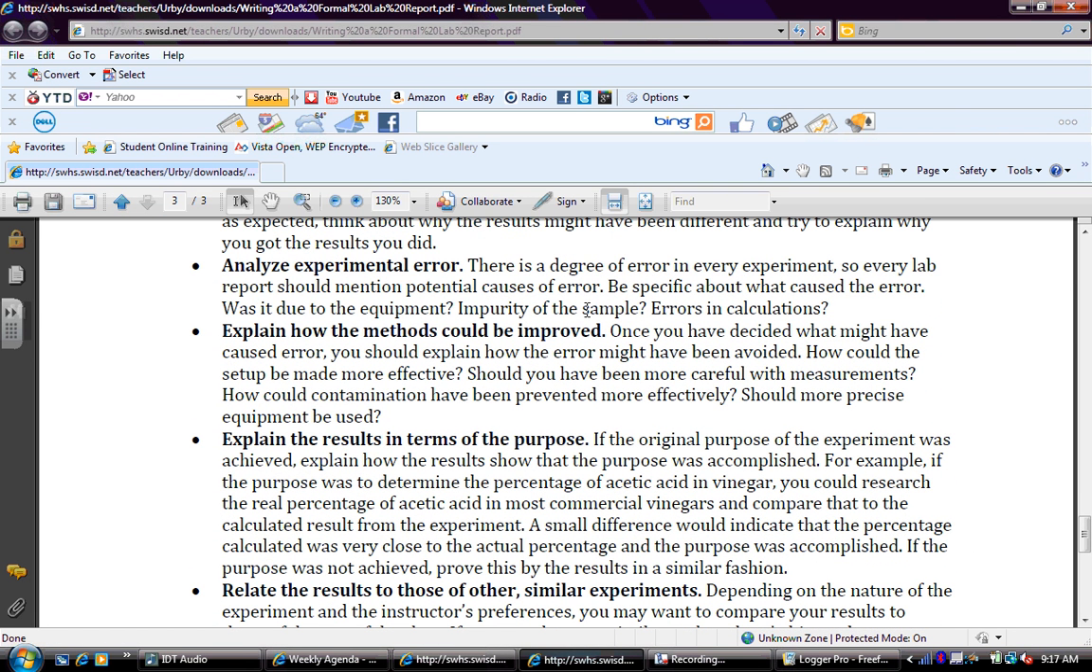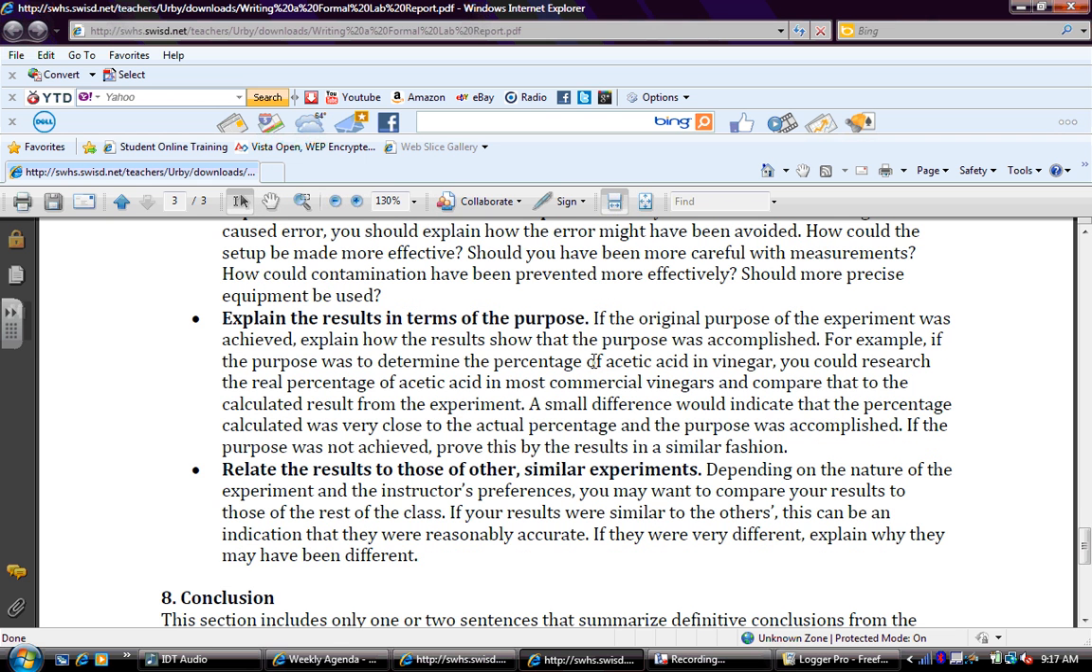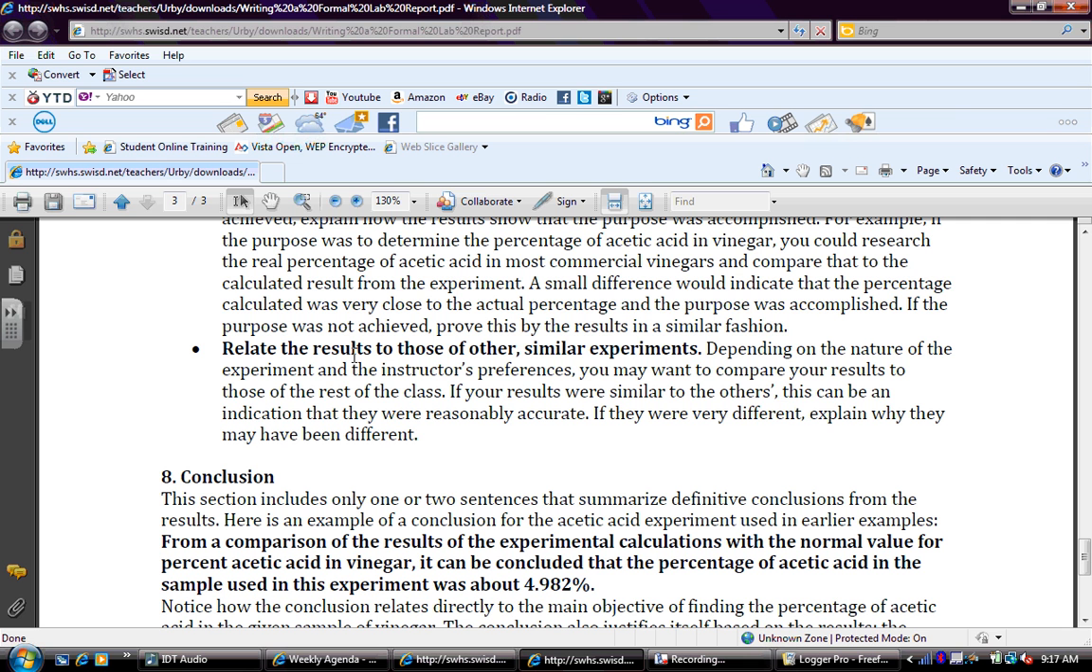You want to also explain how the methods could be improved. So ways that you could improve the experiment might be changing the materials up, what kind of ball we used, where we did the drop. Those are all things you could make sure that you introduce in the discussion section. And then again, explain the results in terms of the purpose. So did the results give you some confidence that negative 9.8 meters per second squared is actually the acceleration of this ball? Okay, and then relate the results to those of other similar experiments. You can look online and do some research for this, and you might find some other experiments similar to the one we did, and you can compare the two.